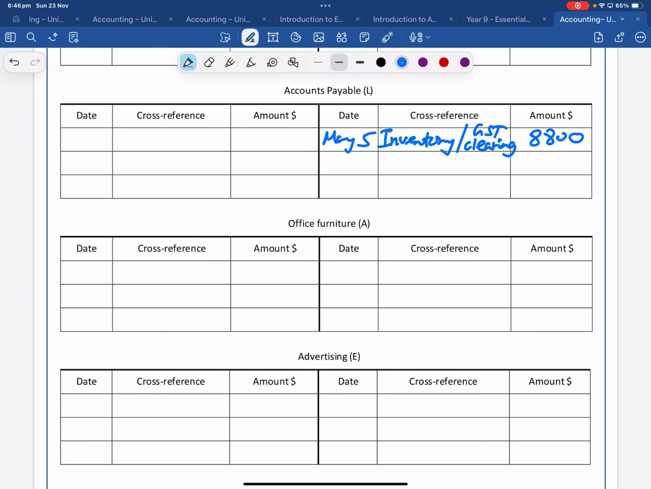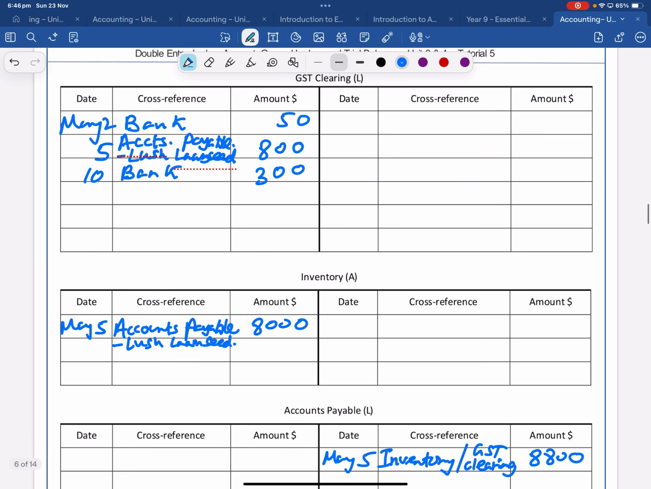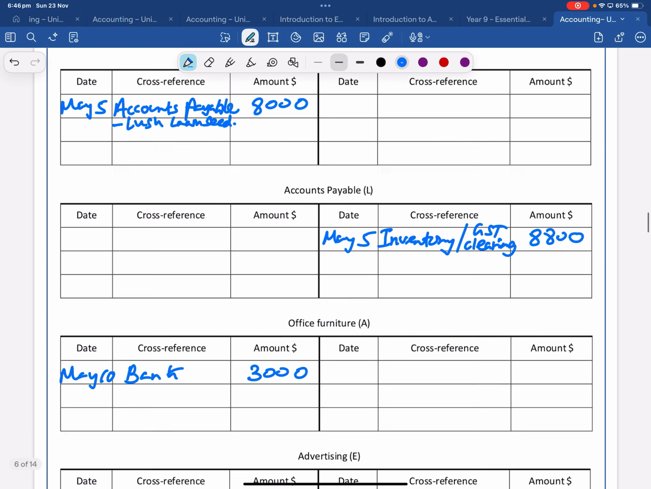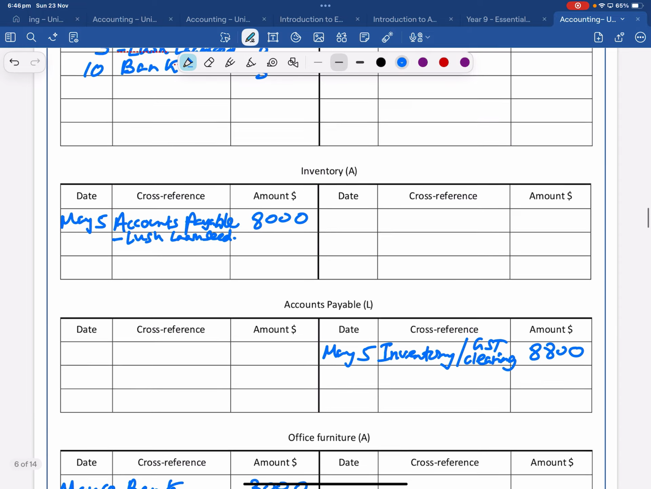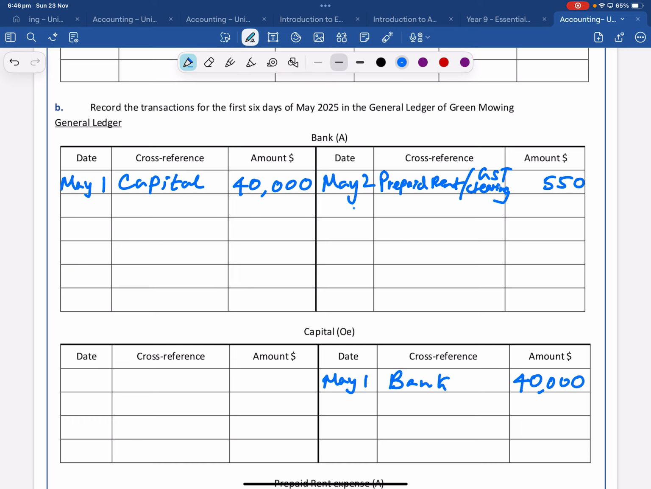Right, office furniture, May 10th, 3,000, cost reference, bank, then GST, 300, $10, bank. Then where do you credit? Bank. How much? 300. You don't have to repeat the month, just write 10.